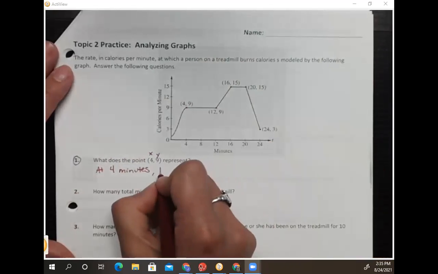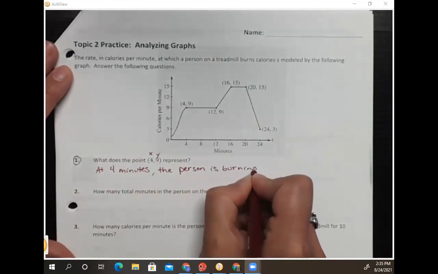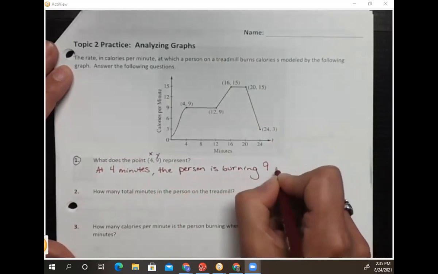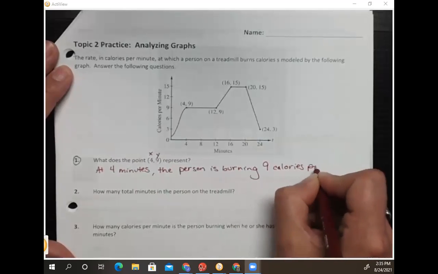the person is burning 9 calories per minute.